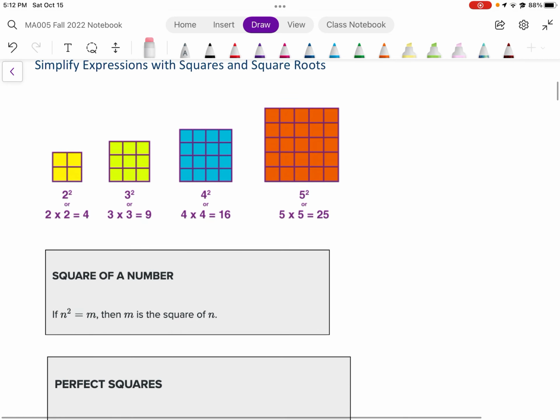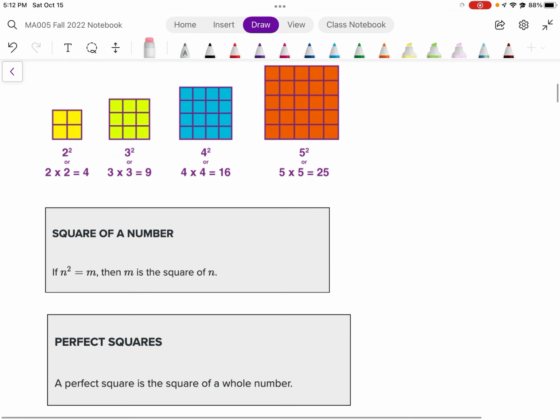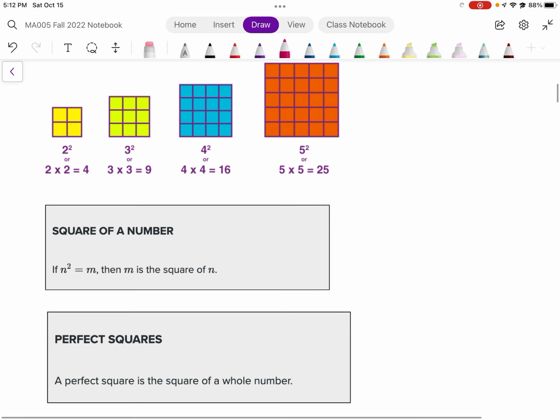Okay, so the square of a number is shown like in the first gray box there. And a perfect square is a square of a whole number. That's considered a perfect square. Okay, so all of these are perfect squares. 4 is a perfect square, 9, 16, 25, 6 squared is 36, 7 squared is 49.